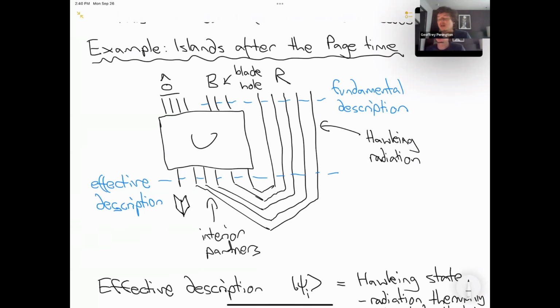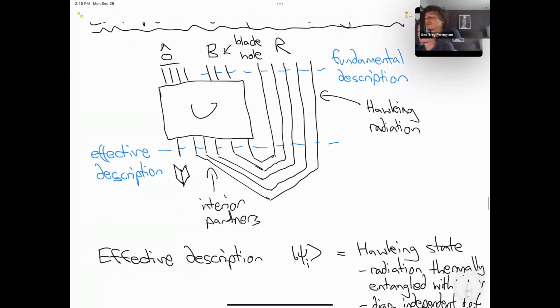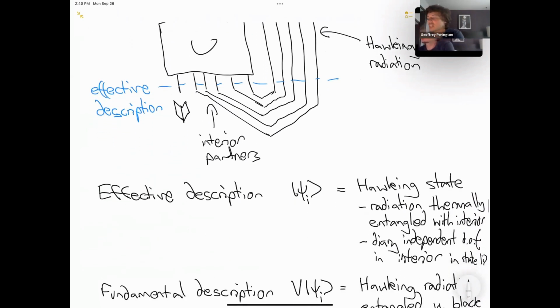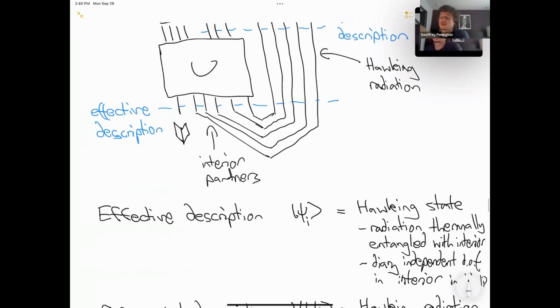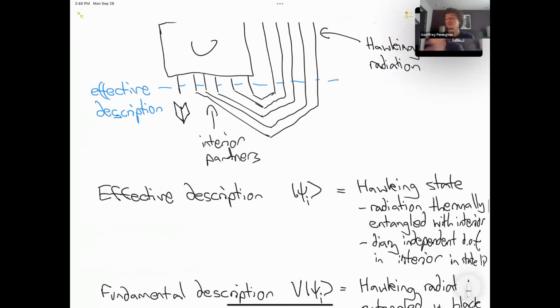Okay. And it gets mapped by this non-isometric map, right? So a Haar random unitary and then a projection. Okay. So in the effective description, we just have a state that I called psi I, where all the Hawking quanta are in the Hawking state, maximally entangled with their interior partners. And then there's the diary, which is in some state that we can call ket I, if you like. This represents an arbitrary state of the diary.